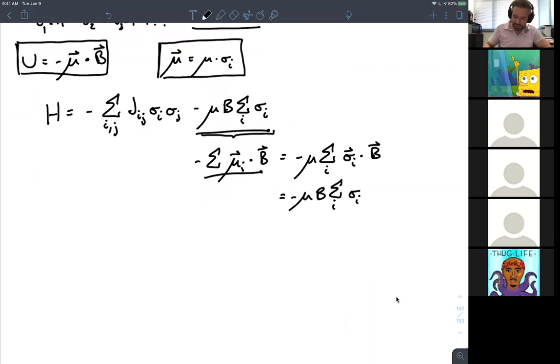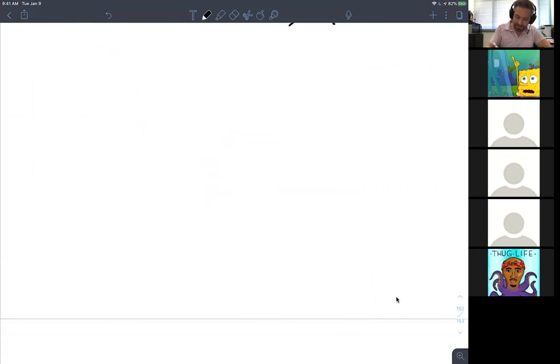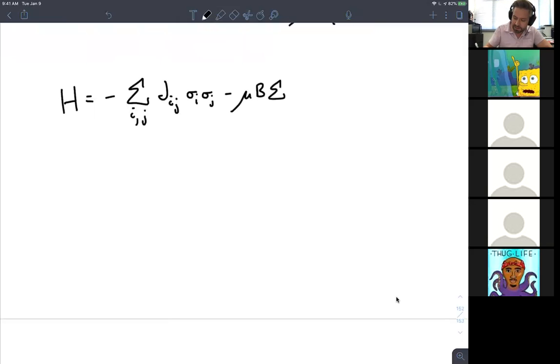Okay, so now let me write it again here where everything is nice and neat so we can talk about it in more detail: minus sum of J_ij sigma_i sigma_j minus mu B sum over i sigma_i. Okay, so we just talked about this term. Now let's talk about the other term.